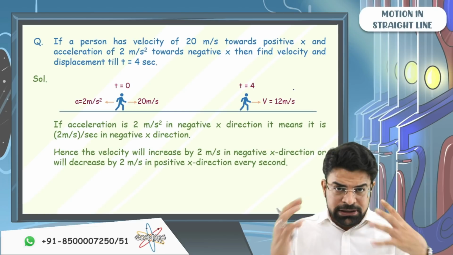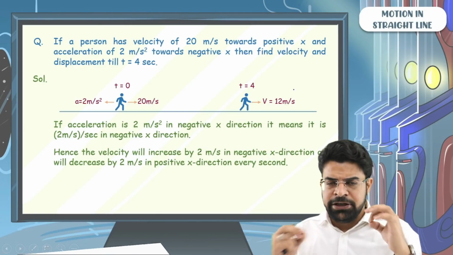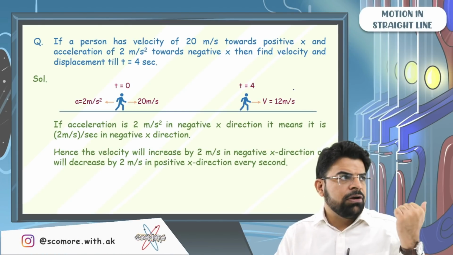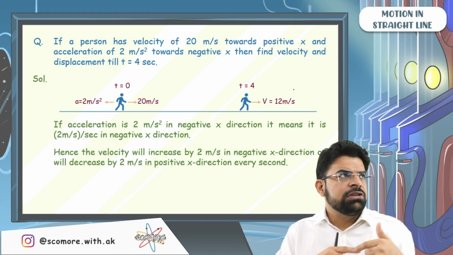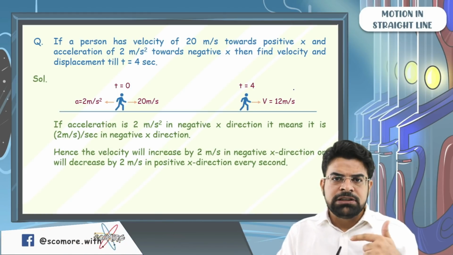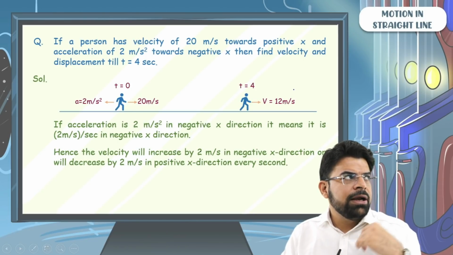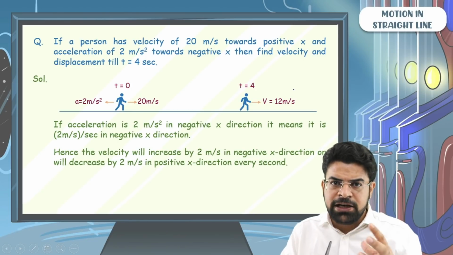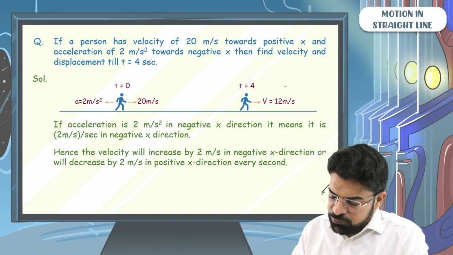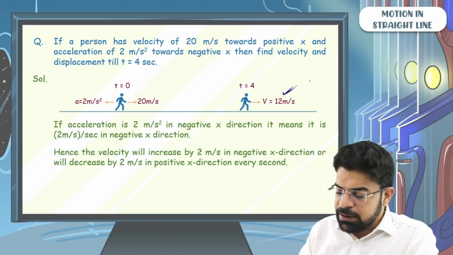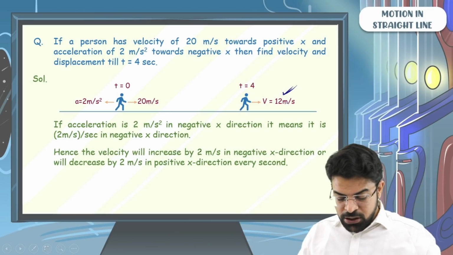You can do all these things orally without even raising a pen. So acceleration is backward 2. So every second the velocity increases backward by 2. So in 4 seconds the velocity increases in backward direction by 8. So in forward it decreases by 8. Already was 20, will decrease by 8. So it will become equal to 12. So in 4 seconds the velocity will decrease by 8 and will become equal to 12.